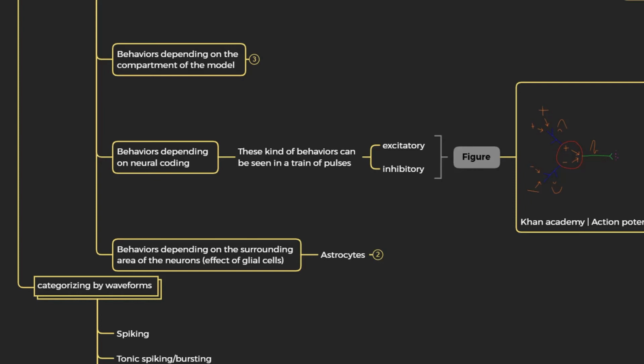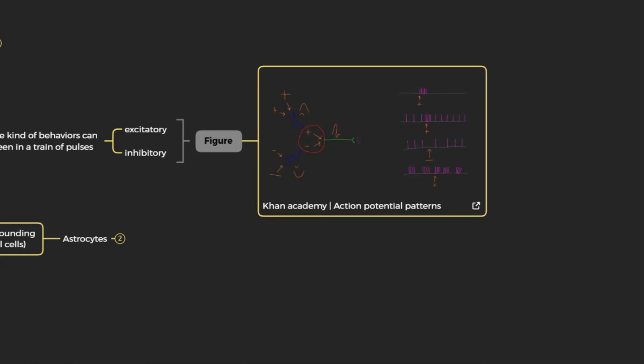They will show behavior like this. We have some figures about these compartments that I'm talking about, but other neurons can affect neurons as well. Here there's a figure from a video from the Khan Academy. We can see a neuron is here, and an excitatory and inhibitory neuron are connected to it. Some types of behavior can be seen in a train of action potentials instead of just a single action potential.